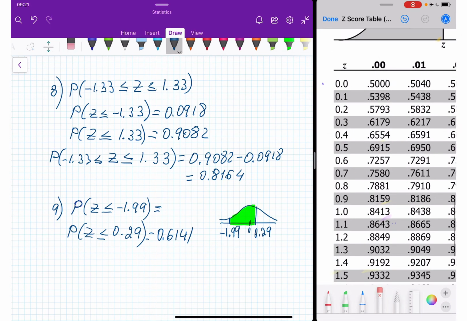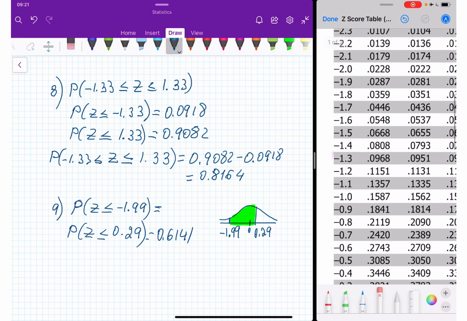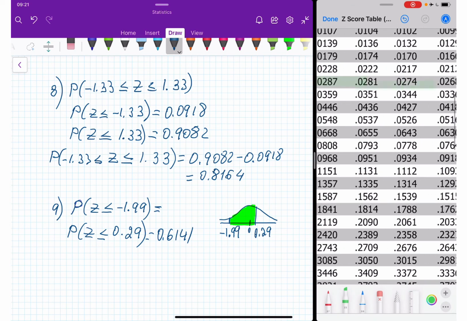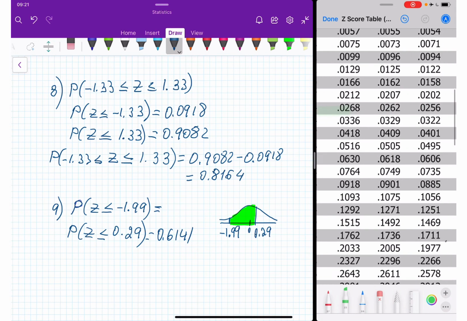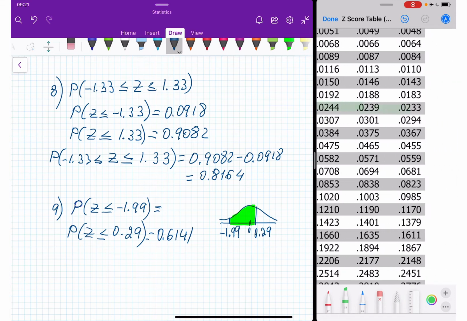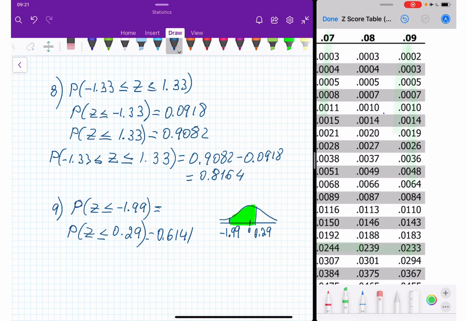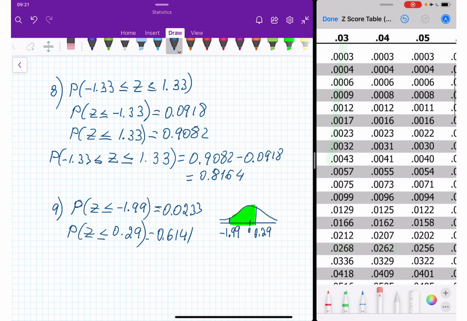Now we're moving to negative 1.99. 1.9, it's right here. And we're going again all the way to the 9, to the end, right? Because 0.09 is the last one. It's right here. See? So the answer is 0.0233. Okay?